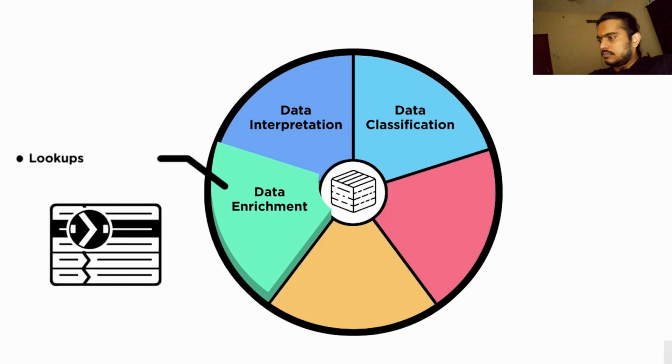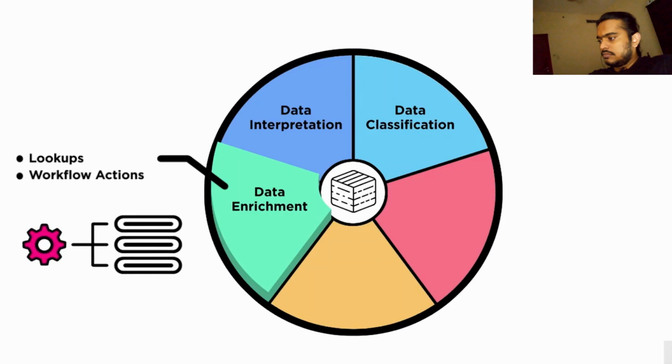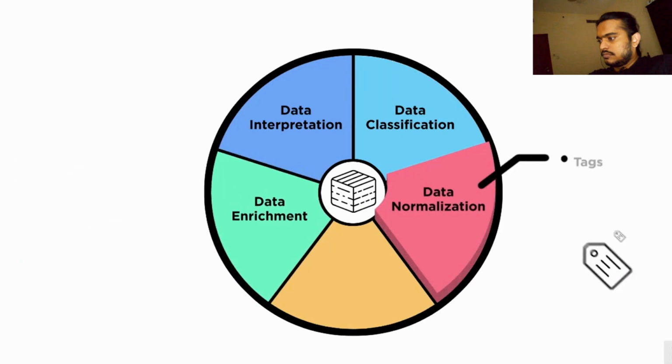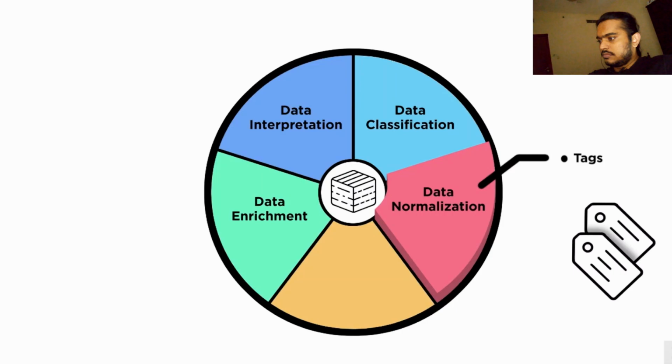Lookups allow you to add other fields and values to your events, not included in the indexed data. Workflow actions let us create links within events that interact with external resources or narrow our search. Tags allow you to designate descriptive names for key value pairs. They enable you to search for events that contain particular field values. You can think of them as labels for your data.